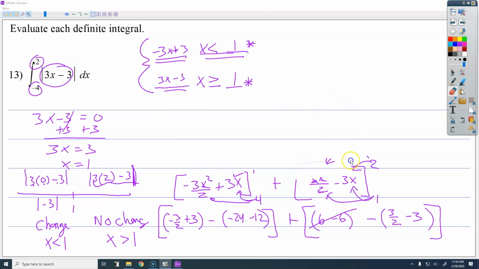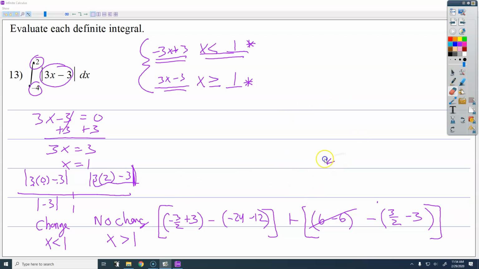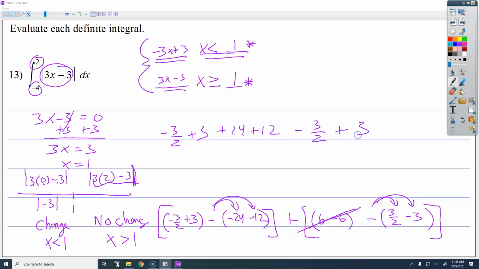After we plug in, we go ahead and do any distribution. Remember that? We distribute. So we have negative 3 over 2 plus 3 in the first parenthesis set, and then distribute this in, and we're going to get plus 24 plus 12. We got rid of this because they were opposites. We'll distribute this one in, and we get minus 3 over 2 and plus 3.